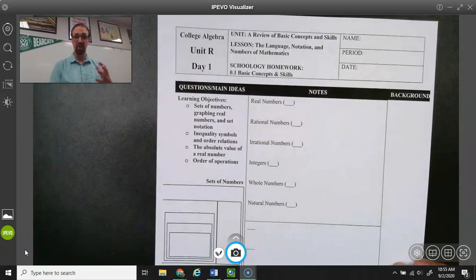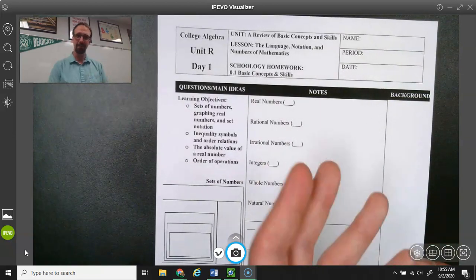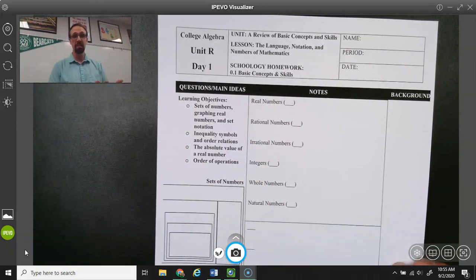Most of the time it's just Schoology homework that you'll need to do for practice for this particular set of notes. However, sometimes there will also be referencing book work as well. If that's the case, I will try and notate that at the beginning of each of the notes, but just keep an eye out for that as well.